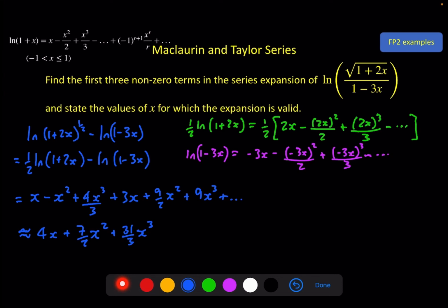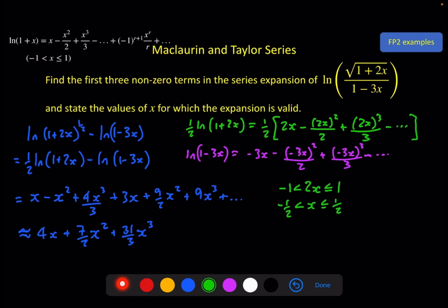Now the final thing to think about in this question is the values of x for which this expansion is valid, because here we've got a limit on what we can put into this expansion. x must be between minus 1 and 1. So in green, where I've used a 2x instead of an x, that must mean for the green one, minus 1 less than 2x less than 1, which means x actually has to be between a half and minus a half.